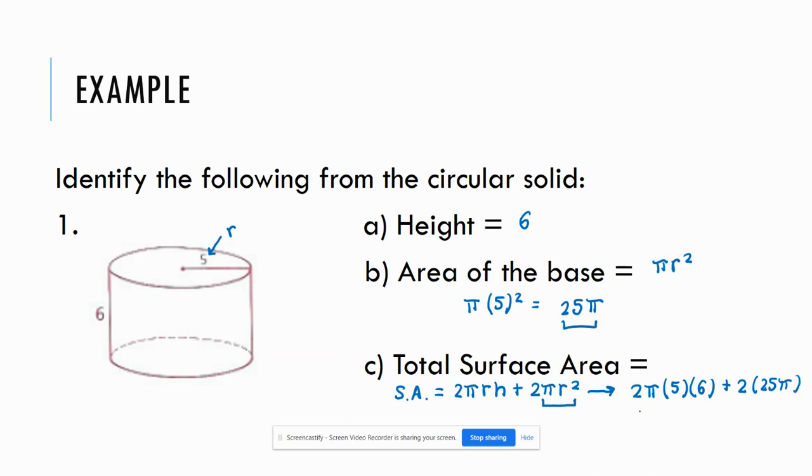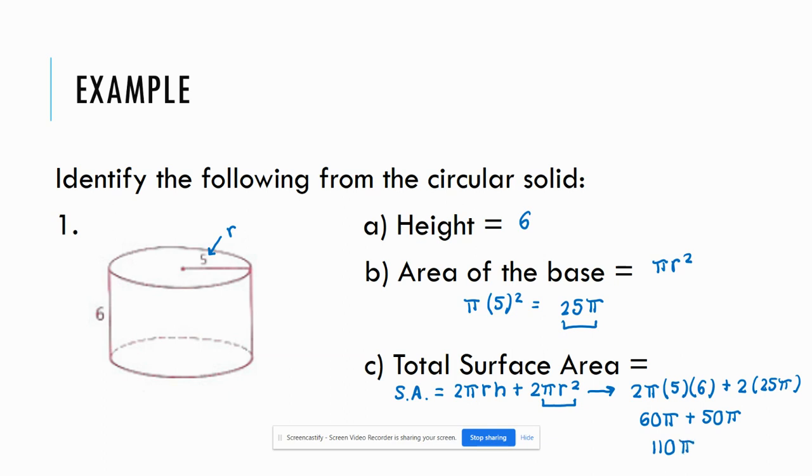Okay, so now if I start calculating, I'm going to multiply the numbers and keep it in terms of pi. 2 times 5 times 6, when I multiply that, I'm going to get 60, but then I have to keep the pi with it. If I multiply the next part, plus 2 times 25, that would be 50, but once again, there's a pi with it. I have to keep that. Both of these numbers are in terms of pi, so we can combine those like terms. 60 plus 50 is 110, but we have to keep the pi with it.